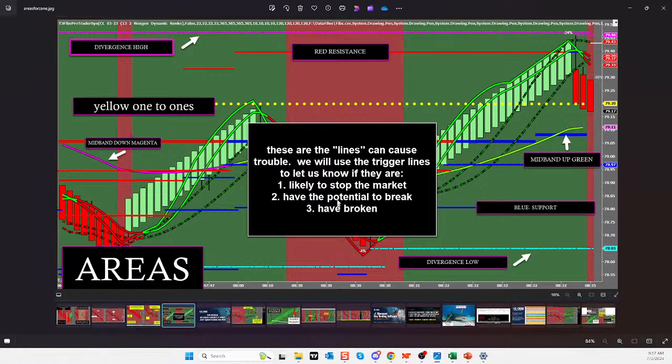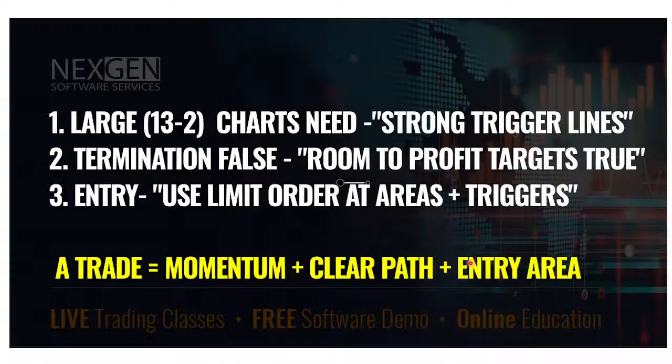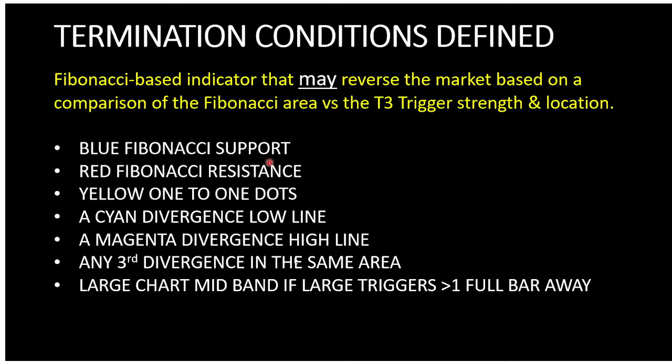They're going to let you know if they have the potential to break, which is just potential. It doesn't mean that they're broken. It doesn't mean that the path is clear. And they're going to let you know if these areas have broken. So these key areas on the large chart: support, resistance, 1-to-1s, divergence highs and lows.